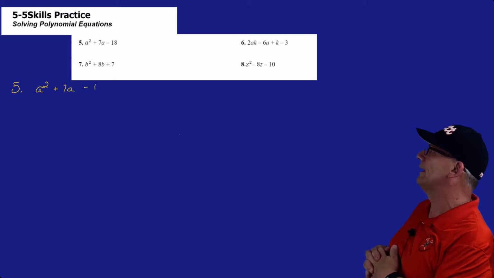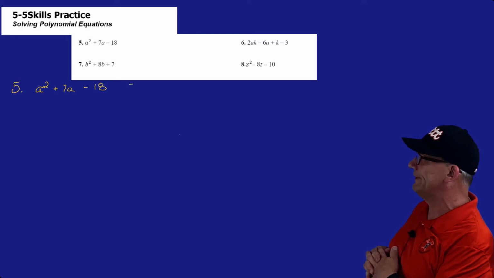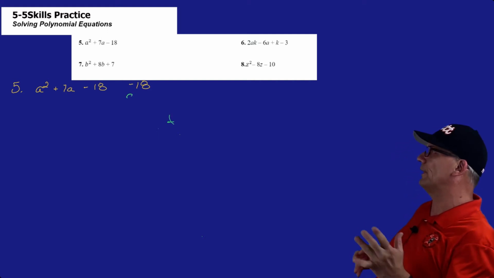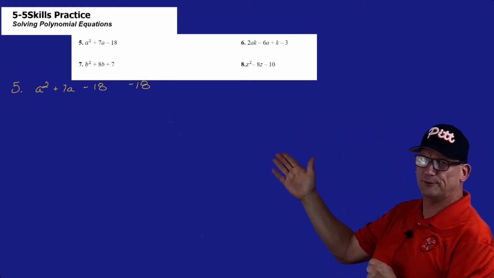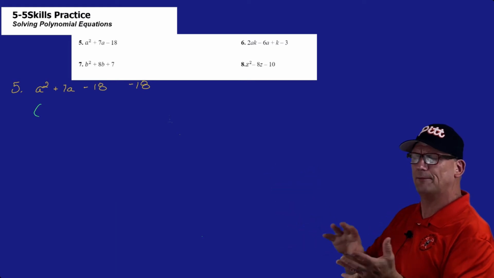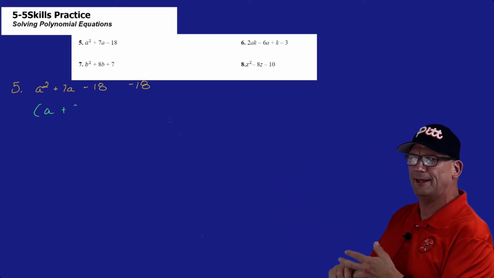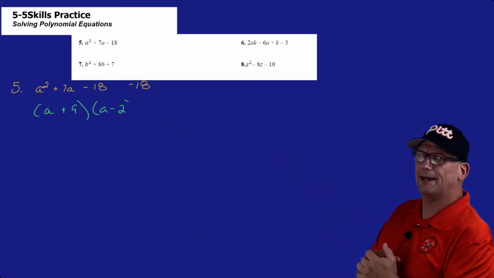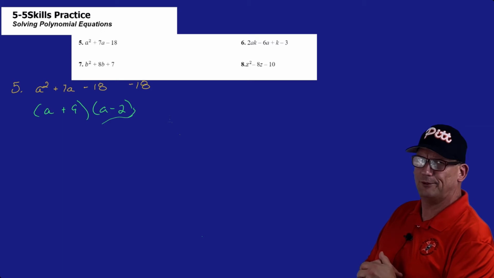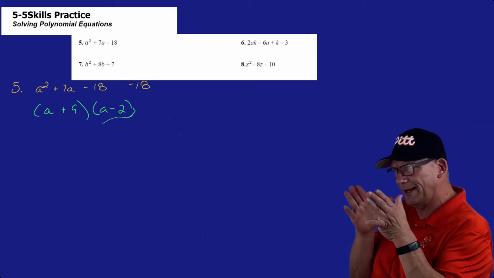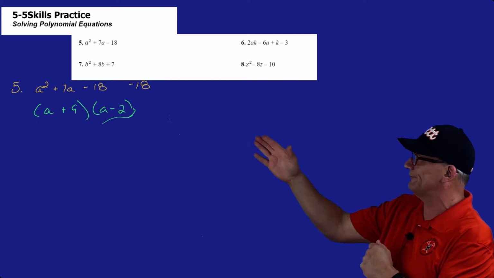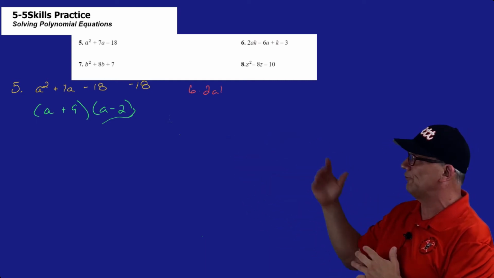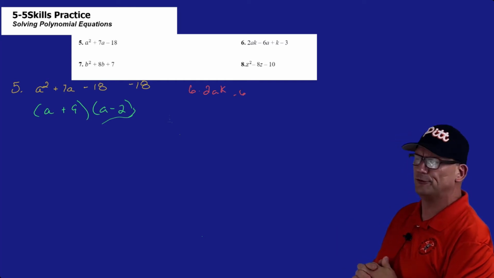Okay, looking at number 5. What's it want us to do here? Solving polynomial equations. We're going to factor this. Remember how to factor a trinomial. We always want to take a look and see if c, which is -18, can be made from a set of numbers that multiply together to equal that and add together to equal 7. And you can. 9 times -2 is -18, and 9 plus -2 is positive 7. So it equals the b term. Those are our factors. Put them in factor form. You have a plus 9 and a minus 2.